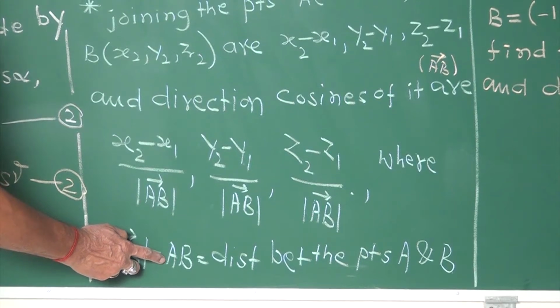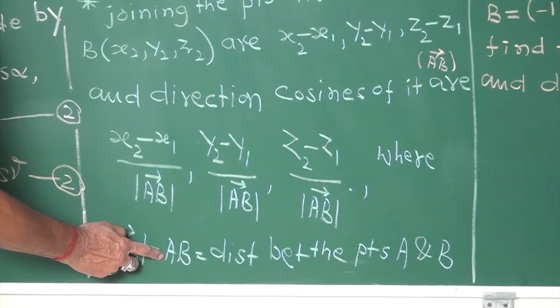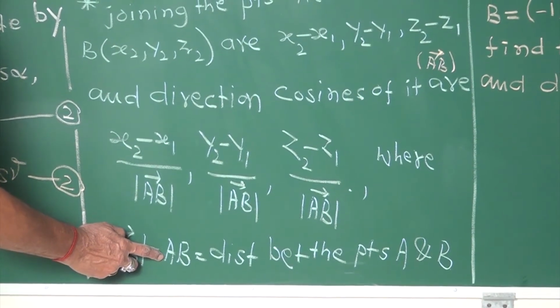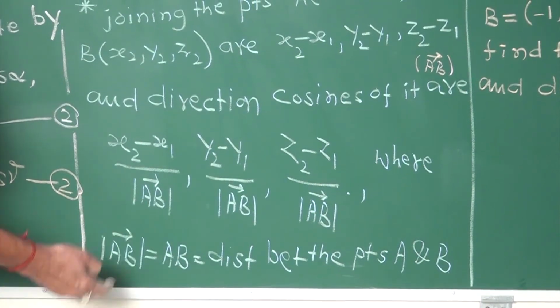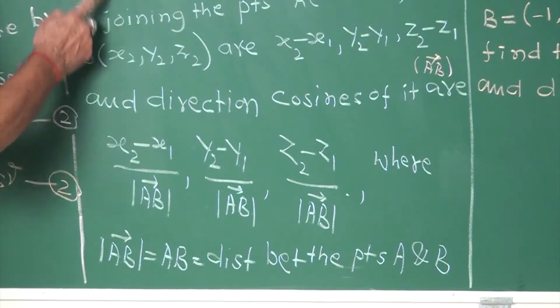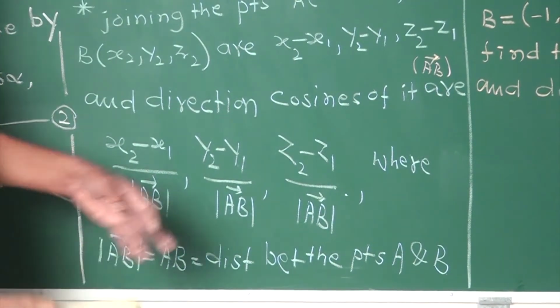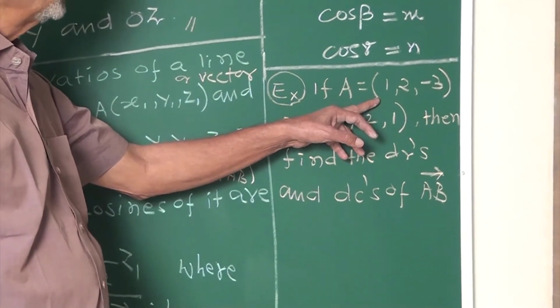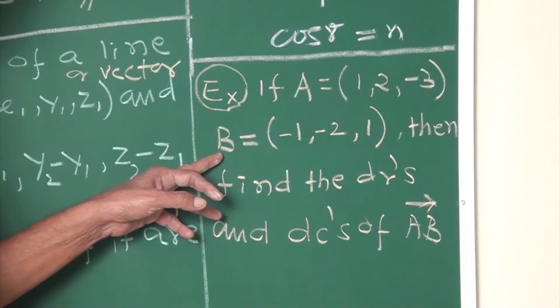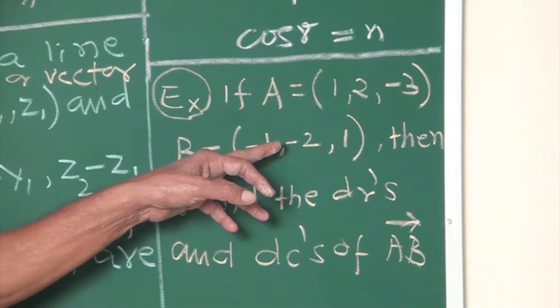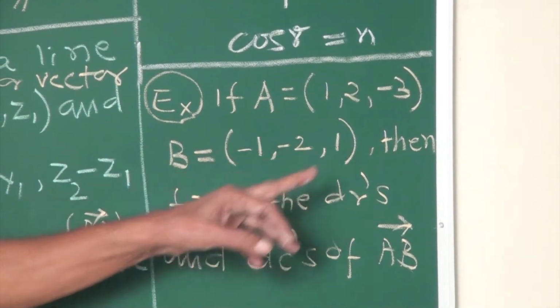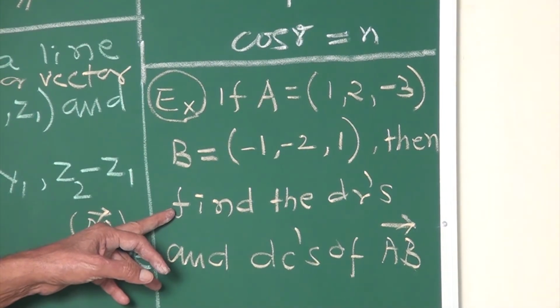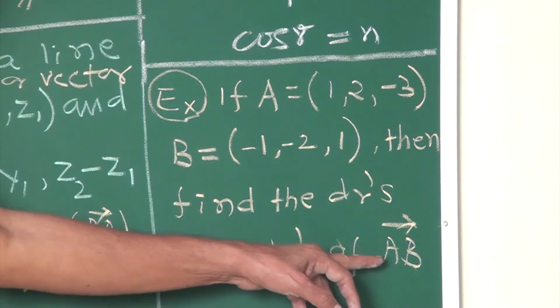What is this length AB? Distance between the points A and B. You have to make use of the distance formula. Based on this result, my friends, you have one example. If A equal to (1, 2, minus 3) and B equal to (minus 1, minus 2, 1), then find the direction ratios and direction cosines of the vector AB.